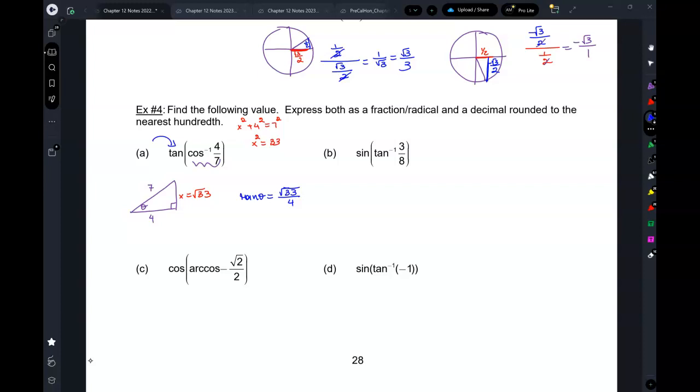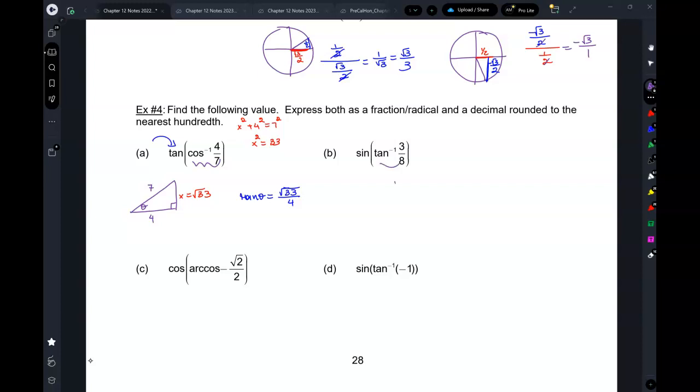Okay? These ones are a little bit more straightforward. I mean, the other ones are too. They're just new to you. No. Inverse cosine just means find the angle. It doesn't make it a reciprocal. That's secant. So for these ones, you don't actually have to find what inverse cosine of 4 over 7 is.